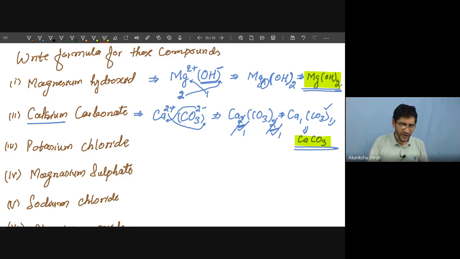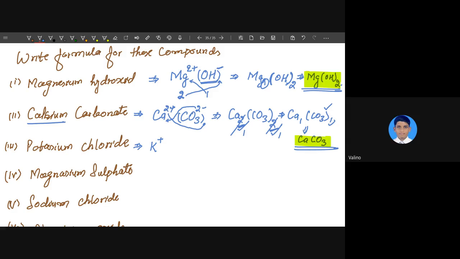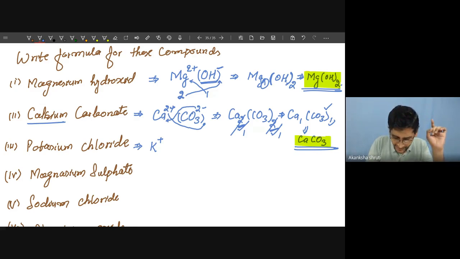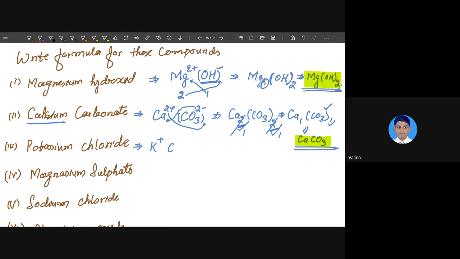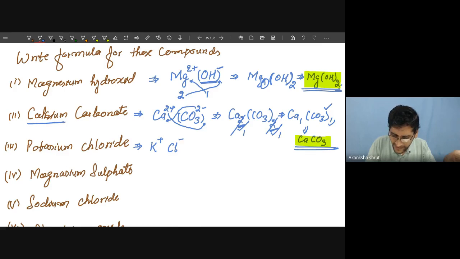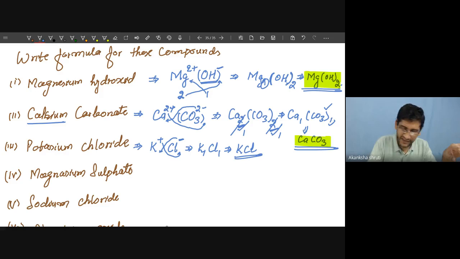Let me do one more. Potassium chloride. Student, what is the symbol for potassium? K+. K 1 plus. And for chloride, what do we have? Cl-. Very good. Cl-. Means it is 1 here and this 1 for the potassium will come here. I may write like this: potassium also 1, chlorine also 1. So 1 can be left. So it is simply KCl. Are we getting it? This is the answer.